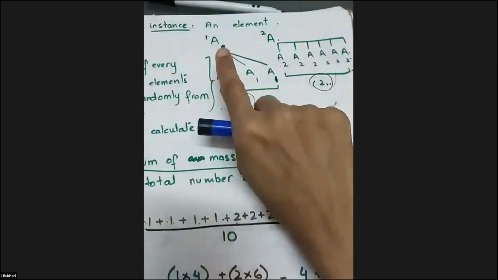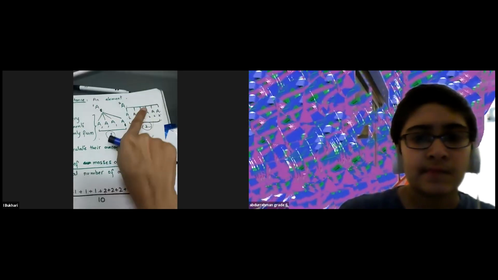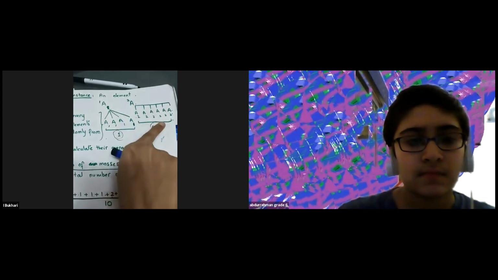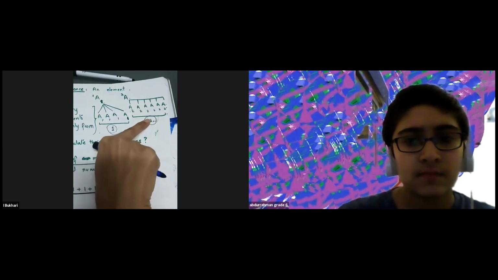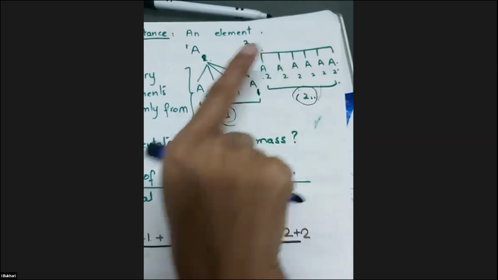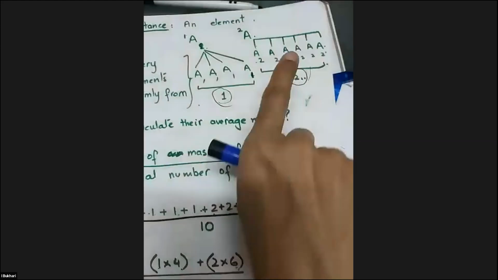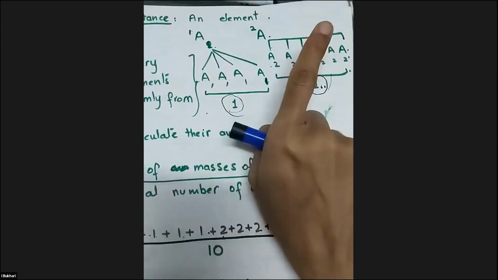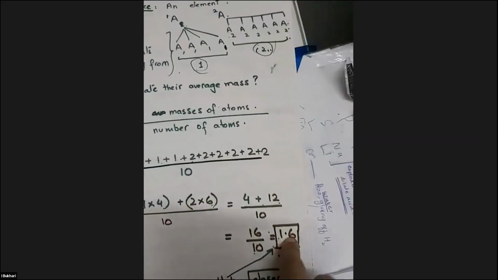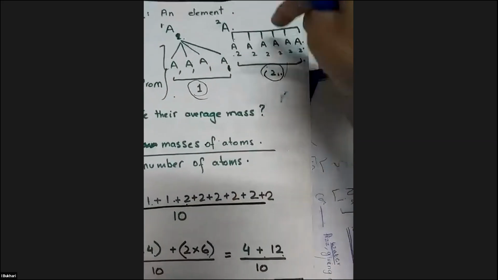Now, of the two, which one do you think is more abundant? Abundant means more commonly found in the universe. Out of 10, 6 are A2, so that means this one is more common and this one is less common. So this is more abundant. The average value that you will get is going to be closer to the atomic mass of the more abundant, or more commonly found, isotope.